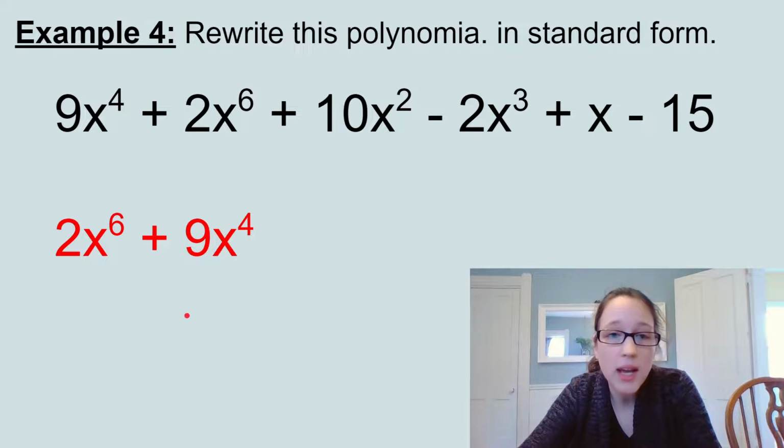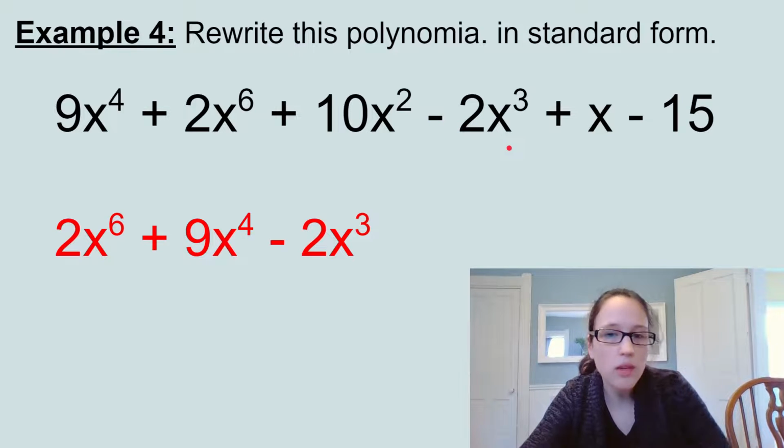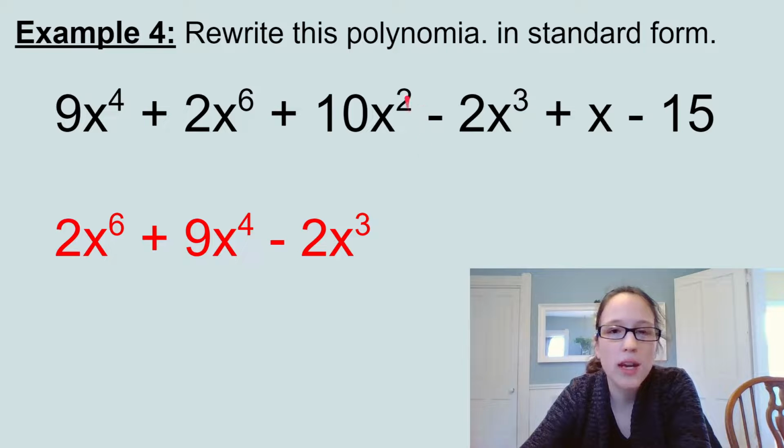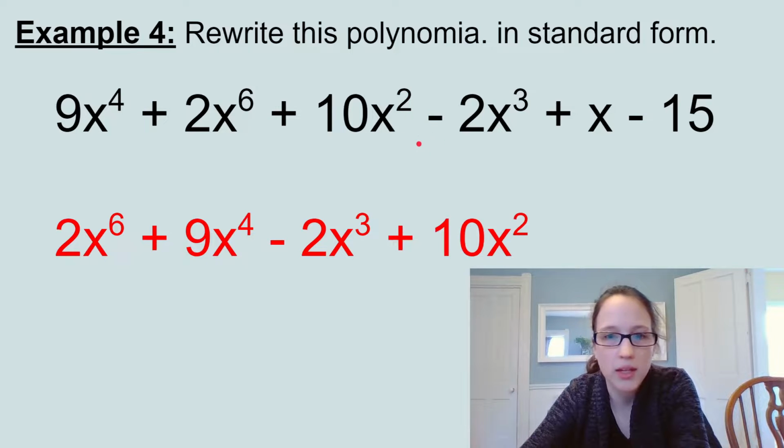All right, my next biggest exponent is this 3 here. So I'm going to make this term come next. Do you think it's going to be a plus or a minus? That's right. It's going to be a minus because this term is negative. Okay, next term, I see I have a little 2 here, so it's going to be plus 10x squared.